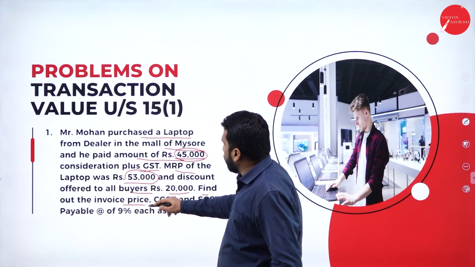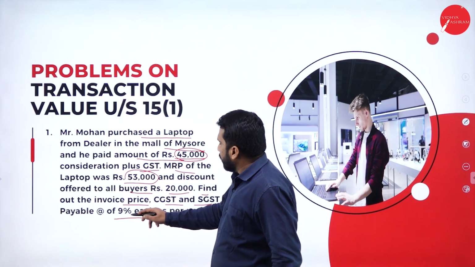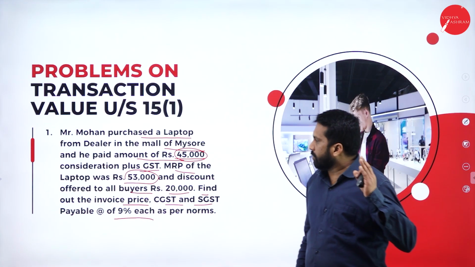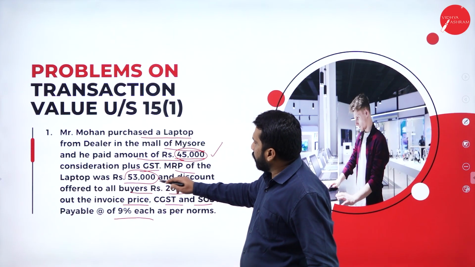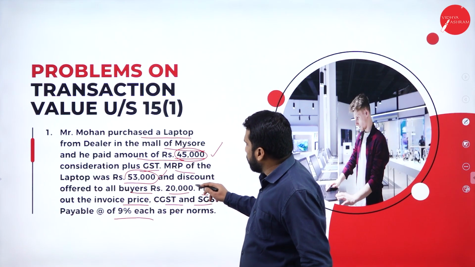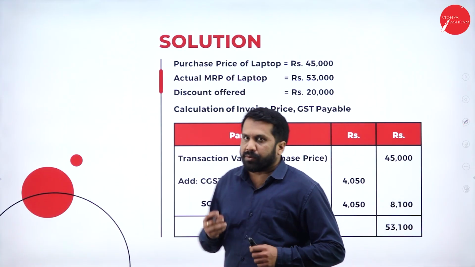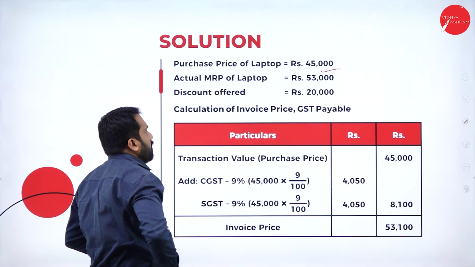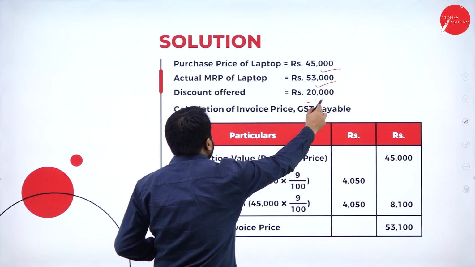Find out the invoice price. CGST and SGST payable is 9% each. 9% means how do you have to do it? 9 plus 9, it will be 18% GST. Now, the actual amount paid is 45,000. Laptop was 53,000 MRP and discount offered to all the buyers is rupees 20,000. 20,000 discount is given. Now, as per this, what is the purchase price? 45,000. And what is the actual MRP of the laptop? 53,000. Discount offered is 20,000.